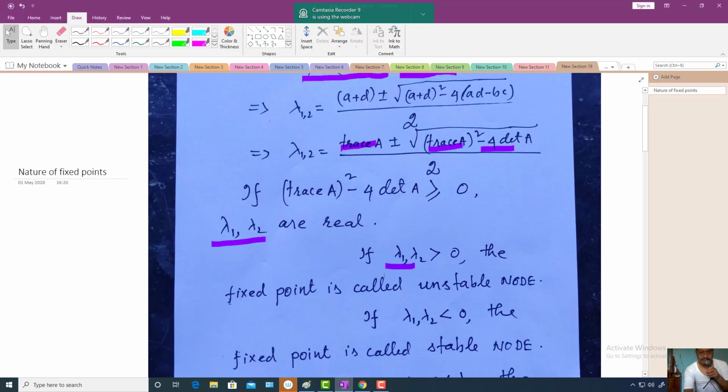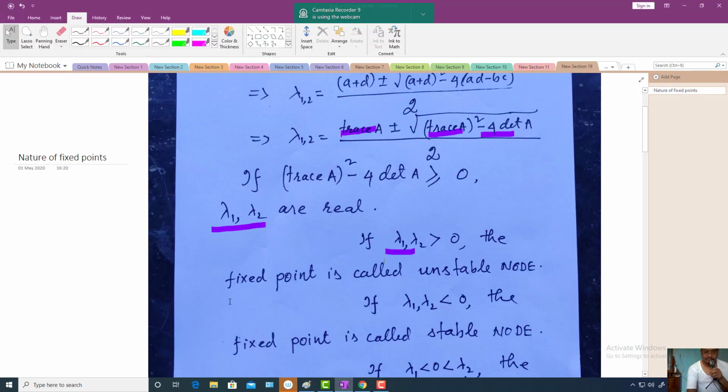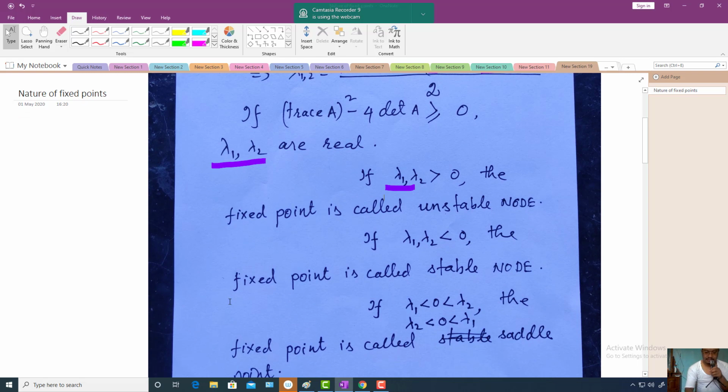So if lambda 1 and lambda 2, the characteristic roots, are positive, then the fixed point is called an unstable knot. And conversely, if both lambda 1 and lambda 2 are negative, the fixed point is called a stable knot.